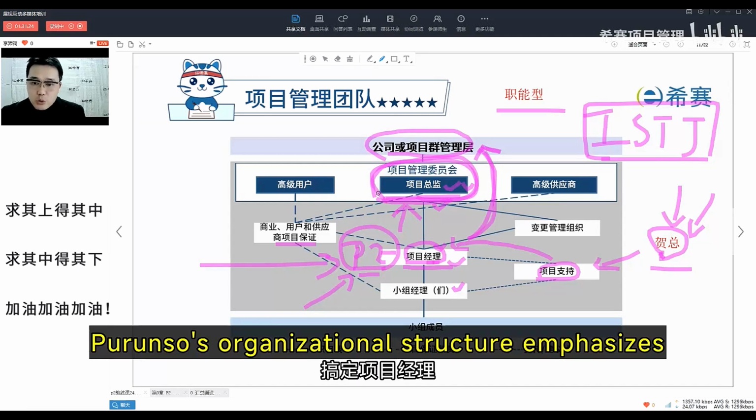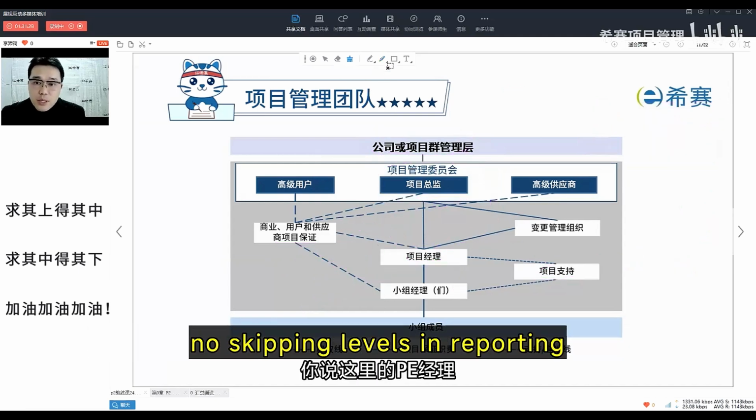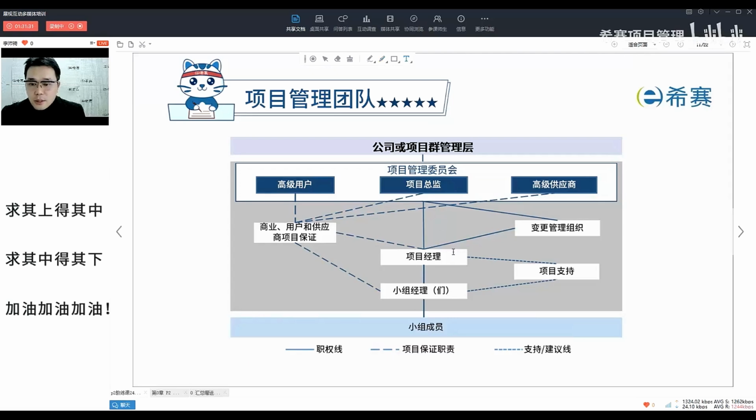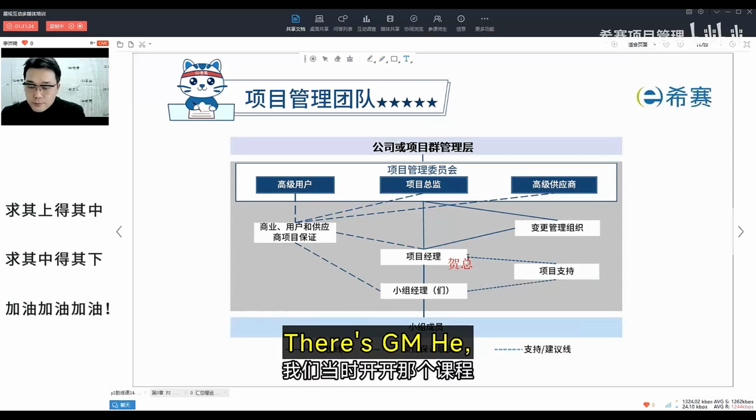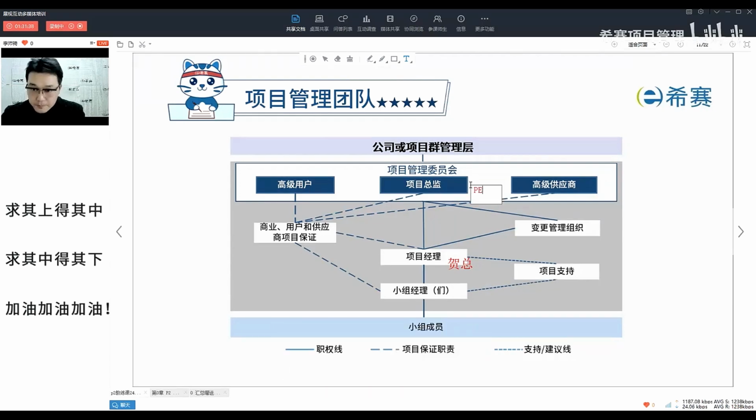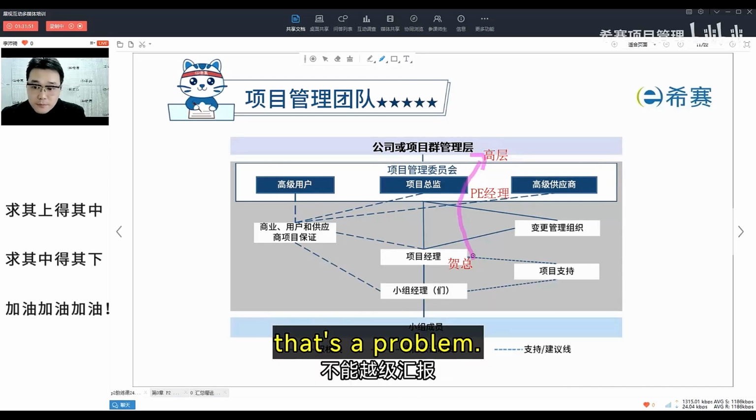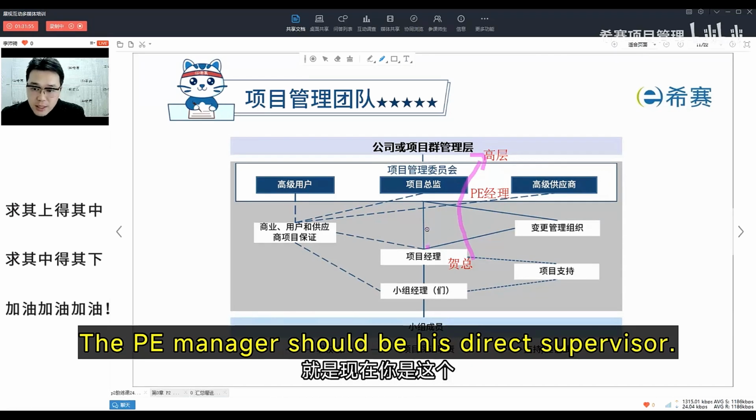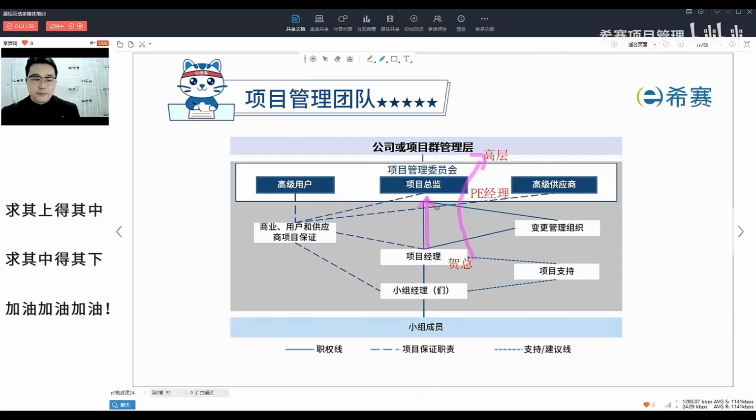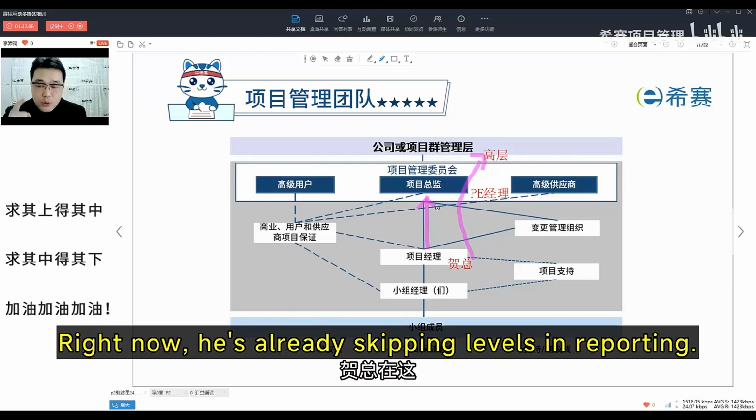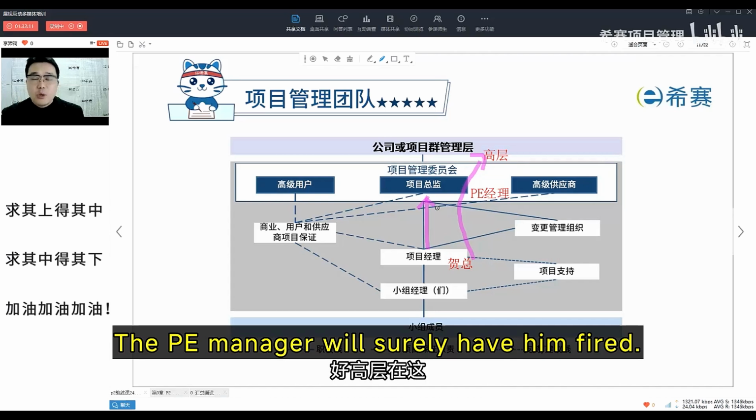Basically, PRINCE2's organizational structure emphasizes no skipping levels in reporting. Let's say you're in this scenario. There's GM He, the PE manager, and top management. If GM He reports directly to top management, bypassing the PE manager, that's a problem. The PE manager should be his direct supervisor. He should report to the PE manager. Right now, he's already skipping levels in reporting. That's his crucial mistake. The PE manager will surely have him fired.